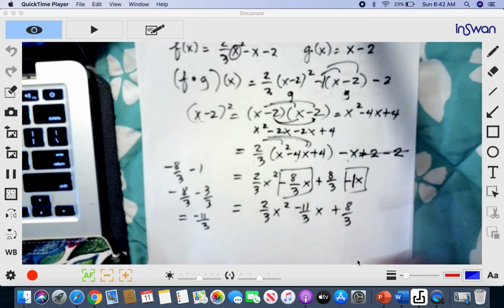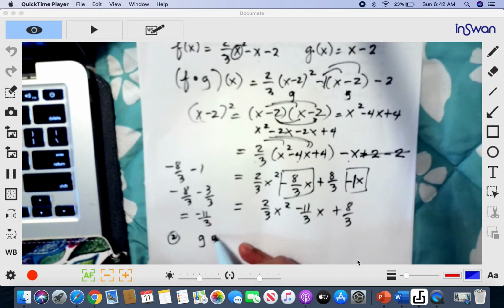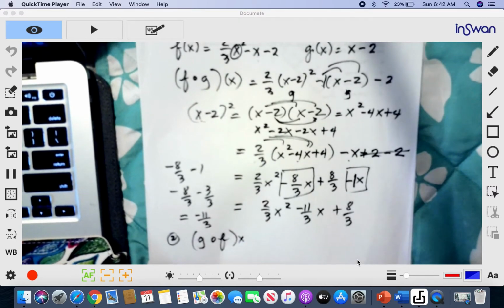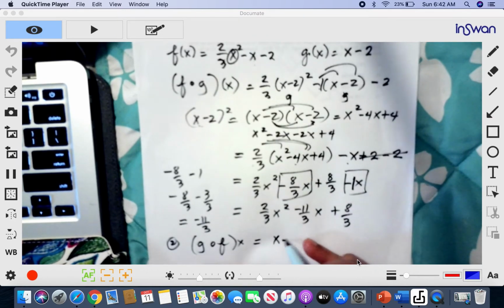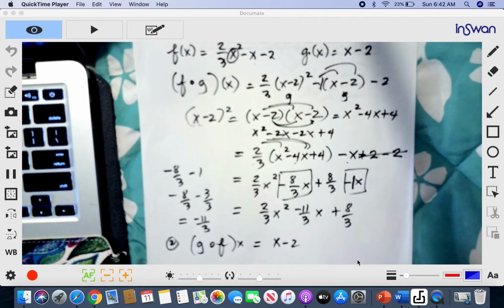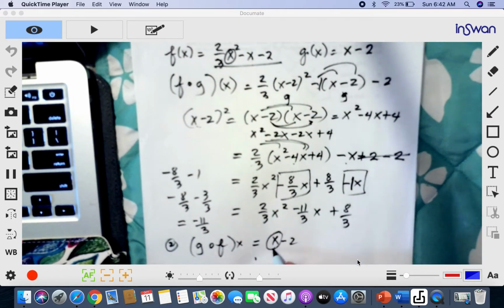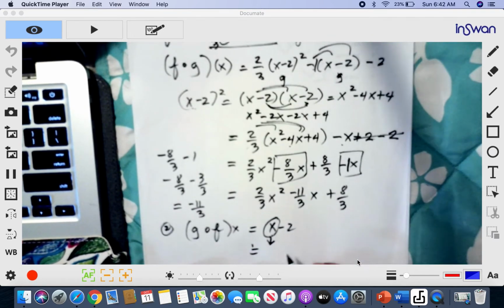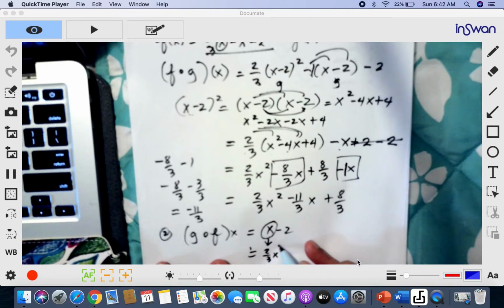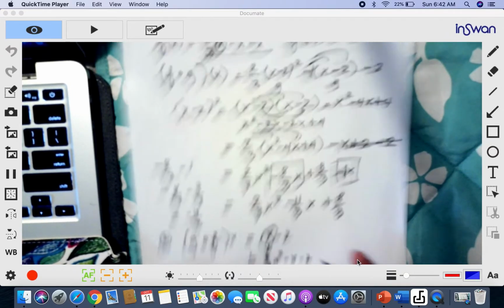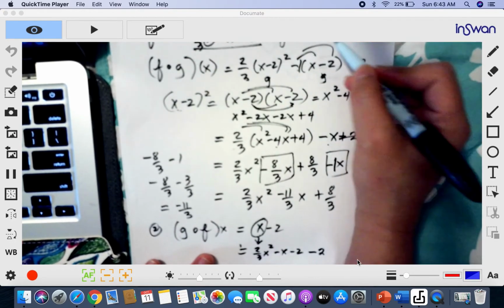Let's say this is actually more simple. Let's say I would have g composition f of x. So it means that we will have to write x minus 2 first so as to avoid confusion, and then we will change x with f. So this x will become 2x squared minus x minus 2, and that's it. And then there's still a minus 2 here because this is x minus 2.